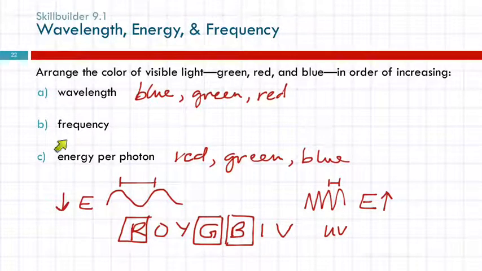Okay, so we got two of them, and then frequency. Well, look at these pictures. Look at the pictures I drew. If you imagine these waves passing you at the same speed, you're going to have fewer crests passing you here than you are here. So this is high frequency, and this is low frequency. So this one was low wavelength and high frequency.